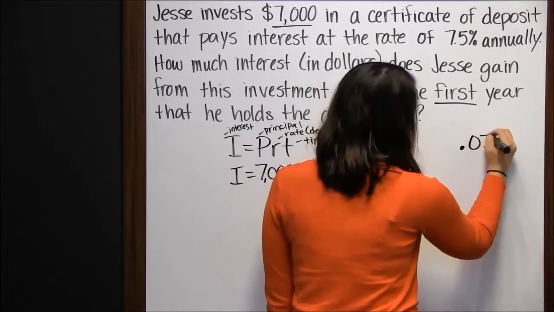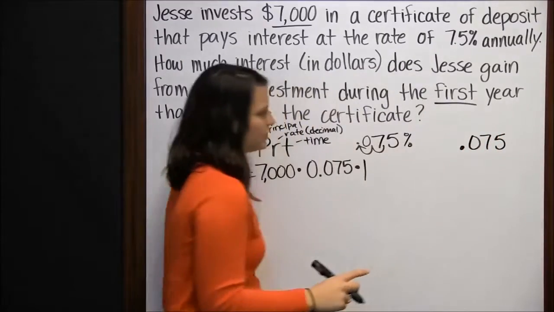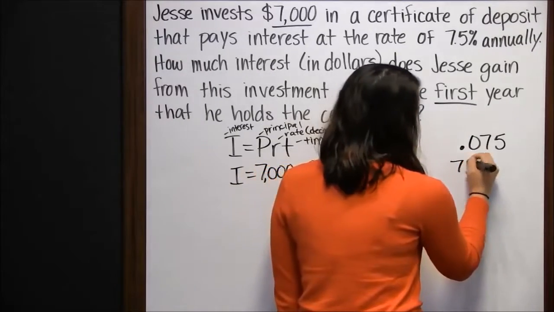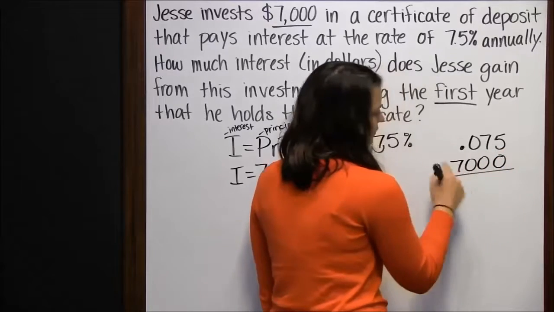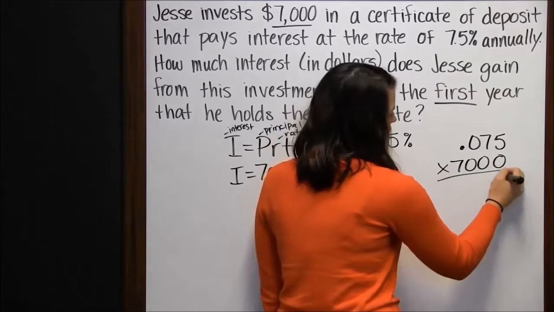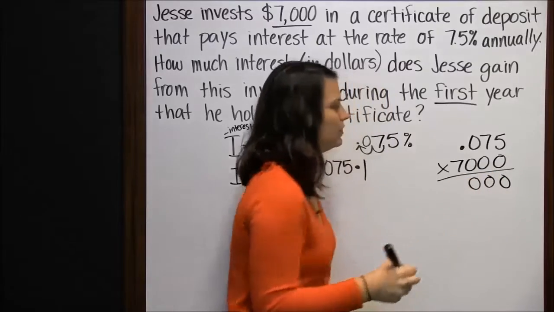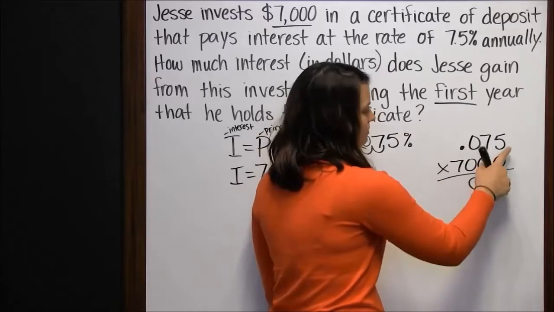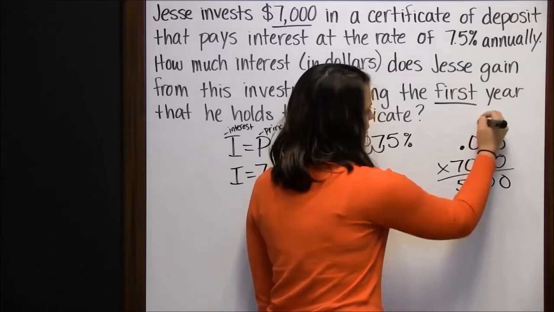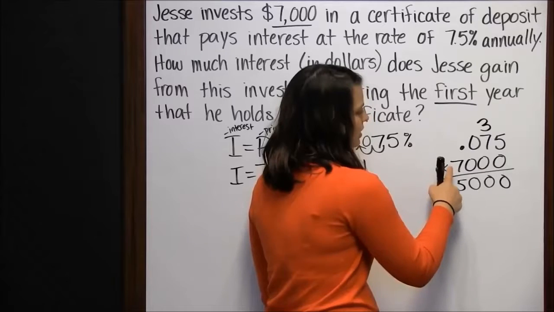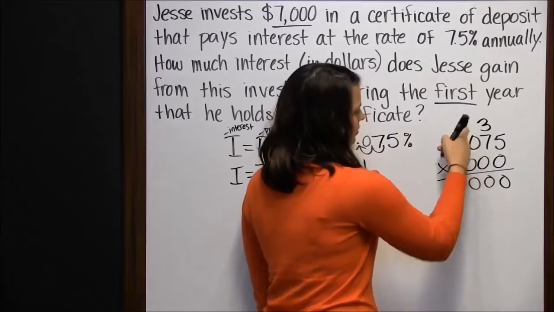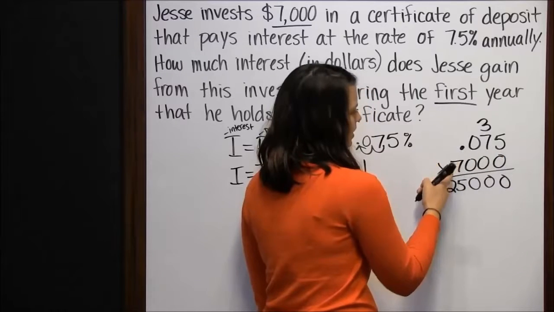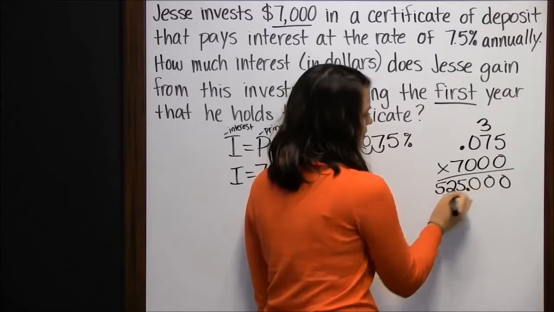So I have this 75 thousandths, and I'm going to put it on top because it's very easy to multiply times 7,000, since the first thing I'm going to do is just write down those 3 zeros. And then the only number I really have to multiply by is the 7. So 7 times 5 is 35. Write the 5, carry the 3. 7 times 7 is 49. Plus 3 is 52. And then we have 3 numbers behind the decimal, so 3 numbers behind the decimal.